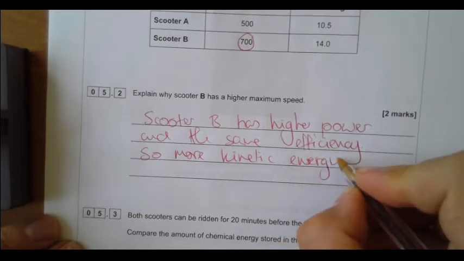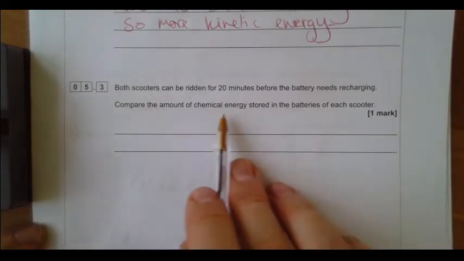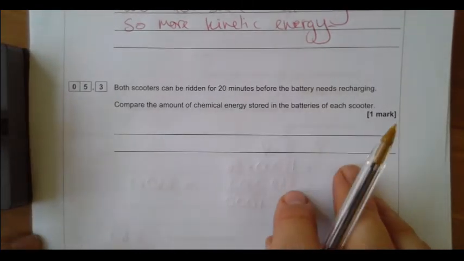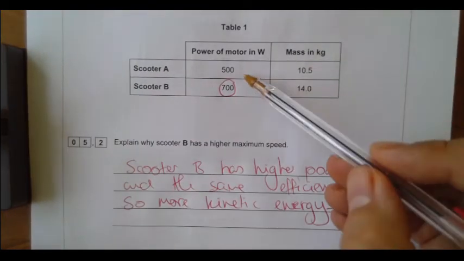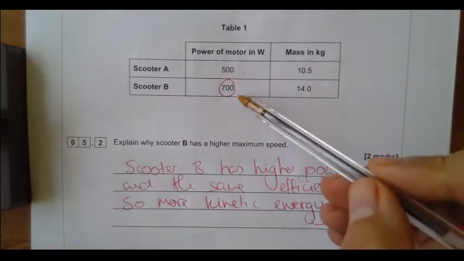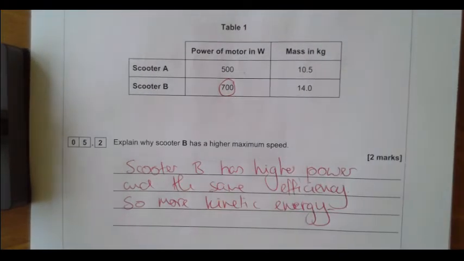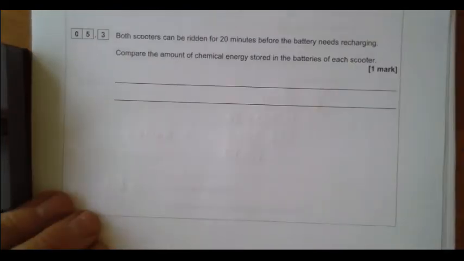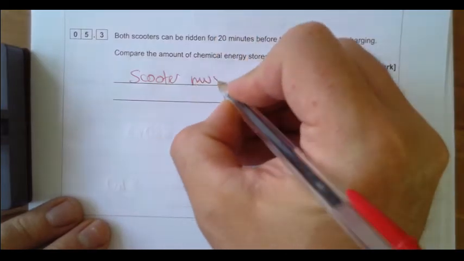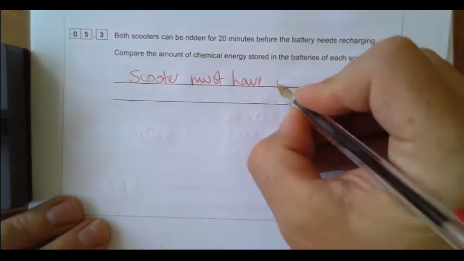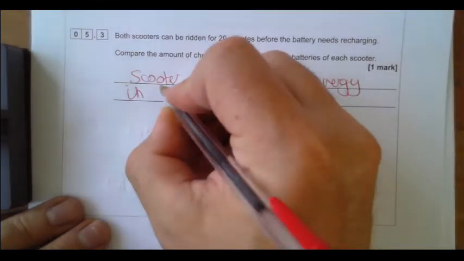Both scooters can be ridden for 20 minutes before the battery needs recharging. Compare the amount of chemical energy stored in the batteries of each scooter. So they both last the same time. Scooter A, again that's the 500 watt one, scooter B is the 700, so if they both last the same amount of time, then scooter B must have more energy in its chemical store. So scooter B must have more energy in its battery.